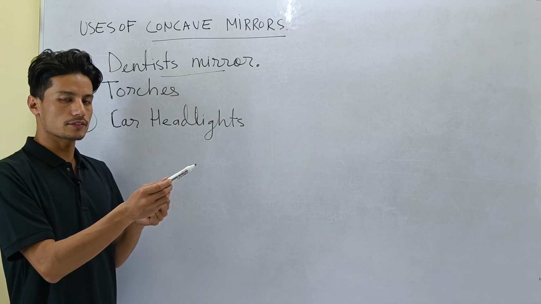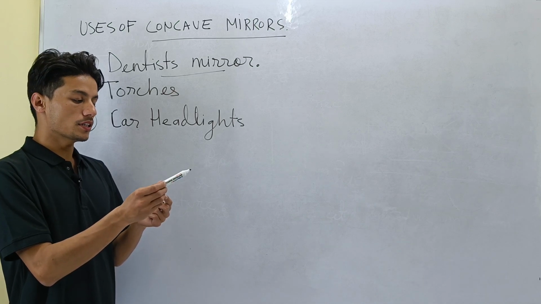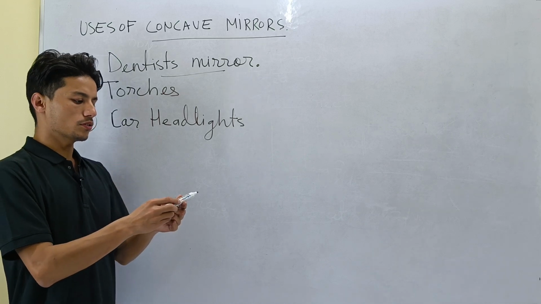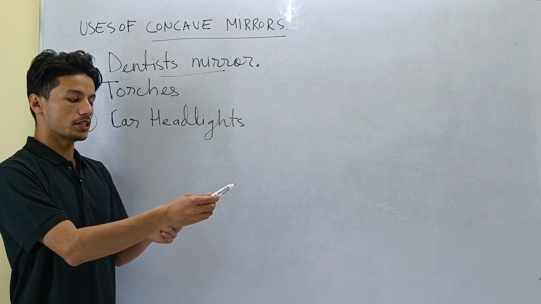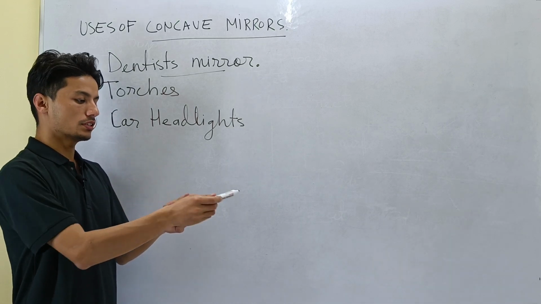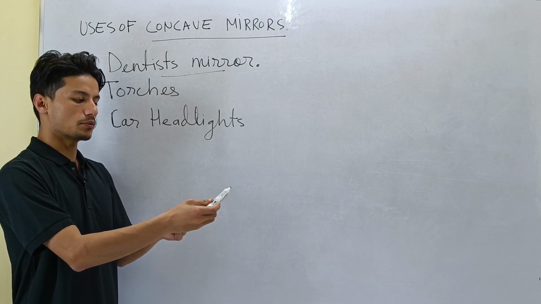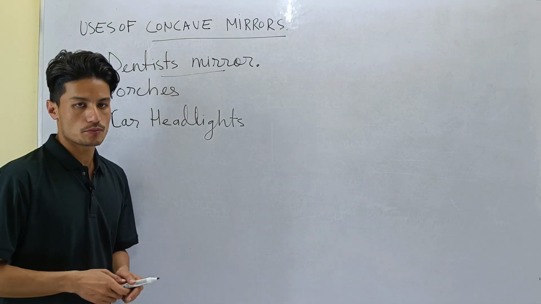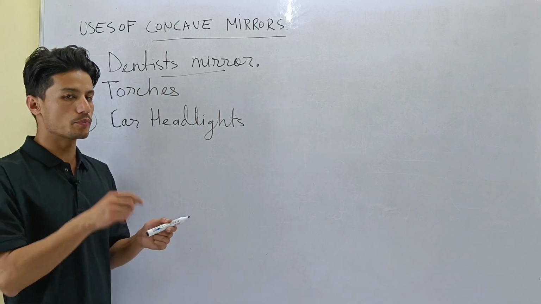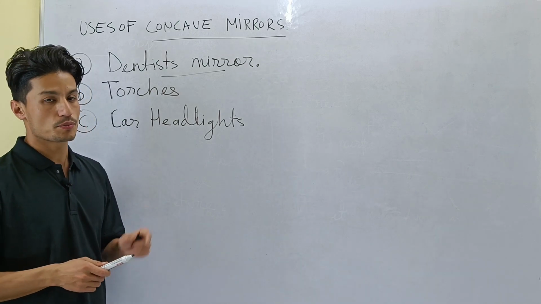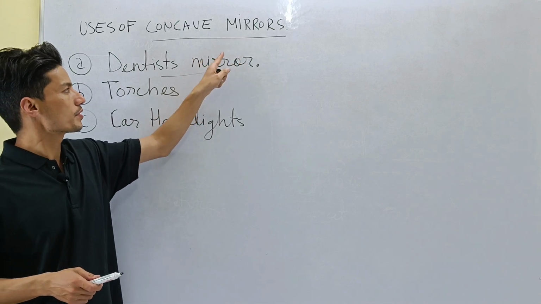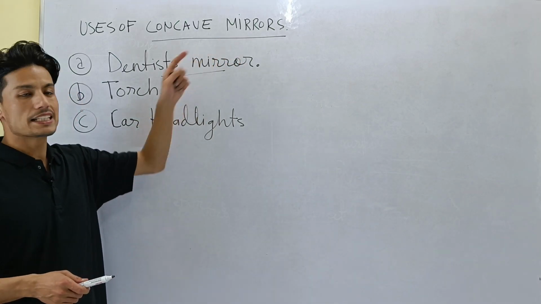Now why is the doctor doing that? So that the doctor can examine your tooth. Your tooth is small, so the doctor will see a zoomed image of the tooth inside your mouth with the help of the mirror. And that's how the doctor will be able to diagnose your problem. He or she can pinpoint precisely where the cavity is. That is how concave mirrors are useful to the dentist.